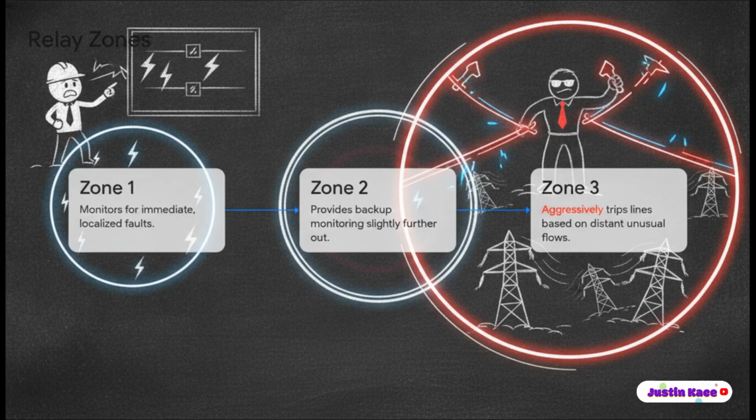See, the grid is protected by these redundant relays that monitor for electrical faults. Zone 1 monitors locally. Zone 2 monitors slightly further out. But Zone 3 relays, they monitor from really far away. And because they're so distant, they aren't great at discriminating between a true, dangerous, localized fault and just a highly unusual but non-damaging surge of power. Acting like overzealous bouncers at a club, these Zone 3 relays saw massive power swings and just started aggressively severing line after line to protect their own equipment, which basically poured gasoline on the collapse.